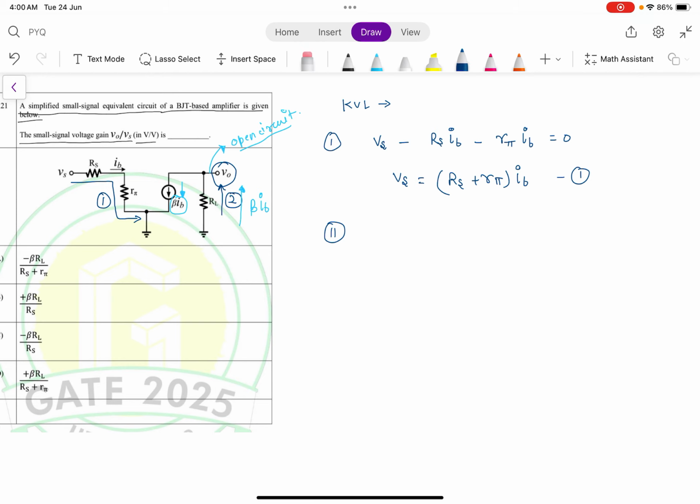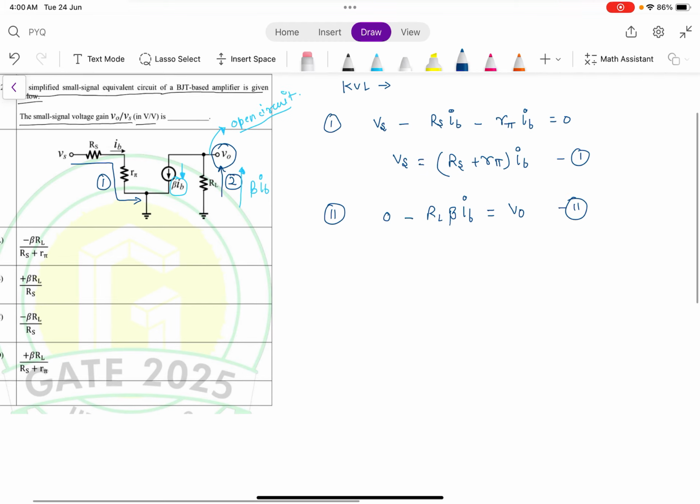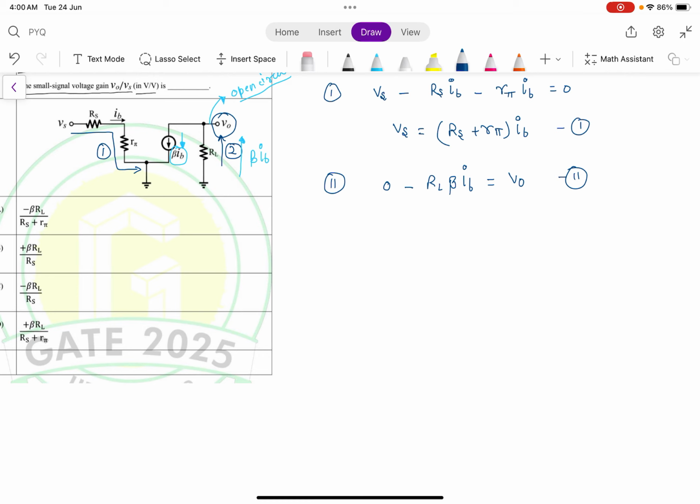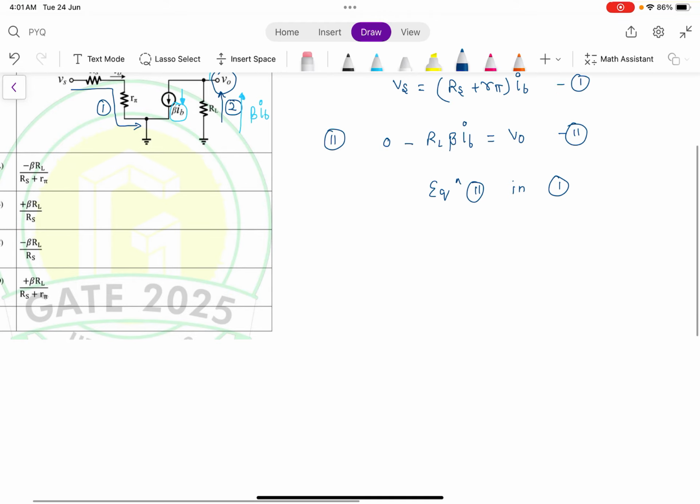We will write the second equation: 0, which is ground, minus RL into beta Ib, I am sorry for this, beta Ib, which is nothing but equal to V0. This is your second equation. Now if we replace Ib from equation 2 in equation 1, we will get our desired ratio.